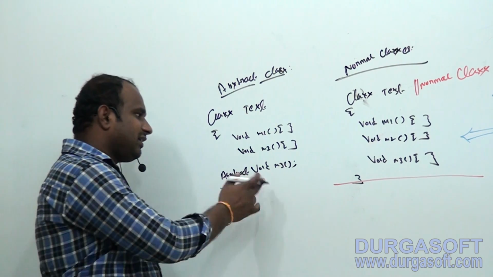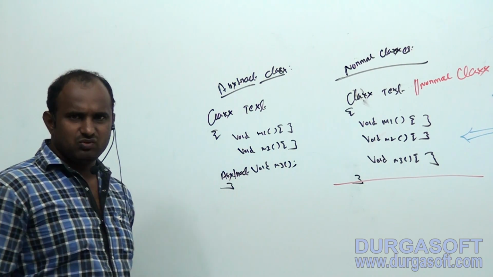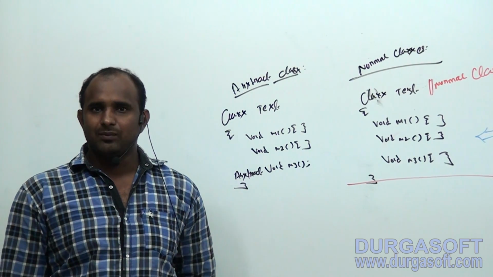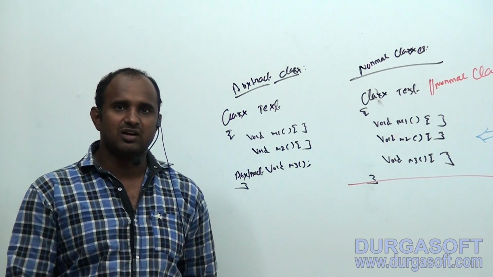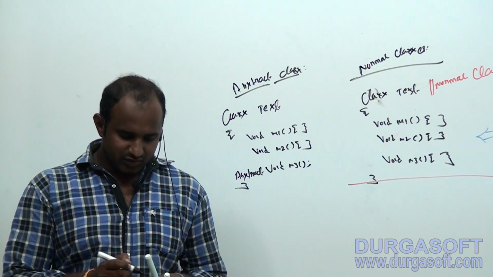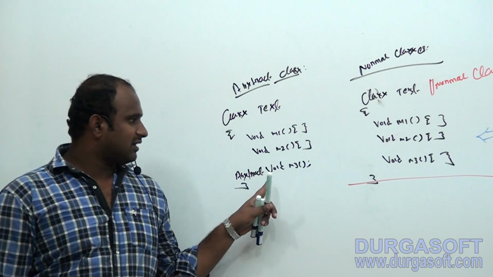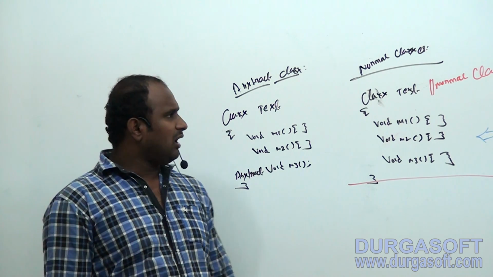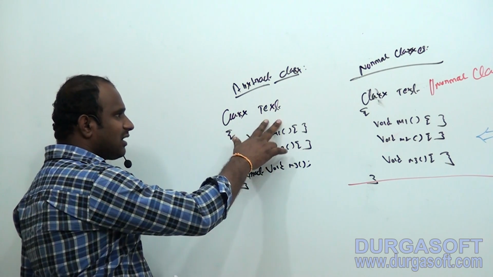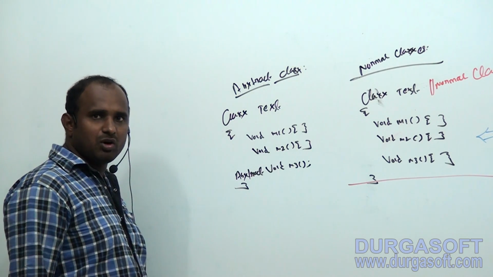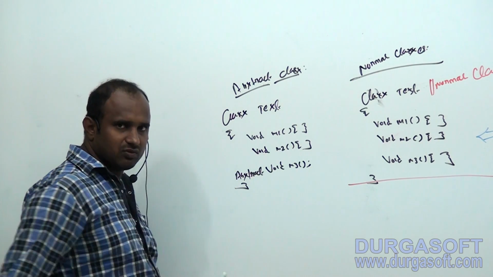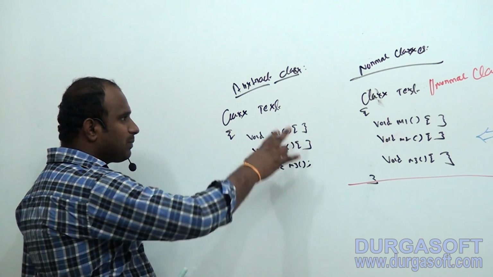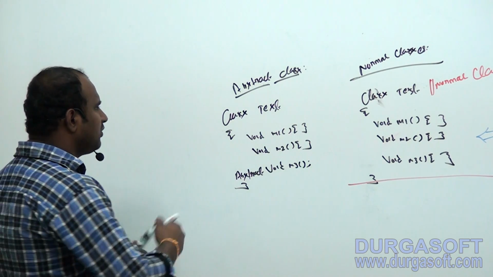If the class contains at least one abstract method, at least one means you can say more than one also, that class is said to be an abstract class. So what is the point here? The class contains at least one abstract method, that class is called an abstract class. And one more point here: to represent that the class is abstract, we must use a modifier. The modifier name is the abstract modifier, the same as for representing an abstract method.